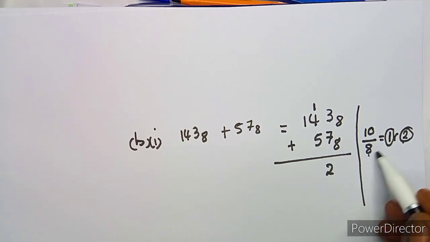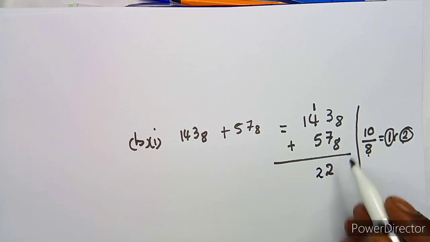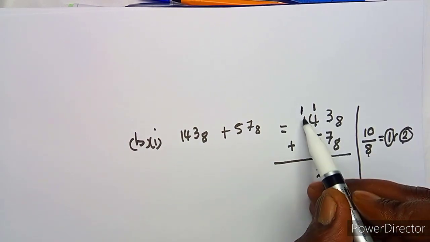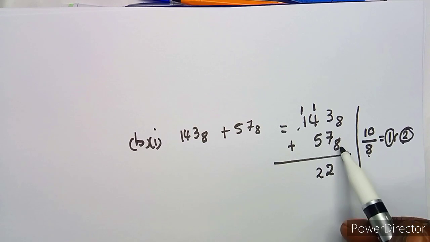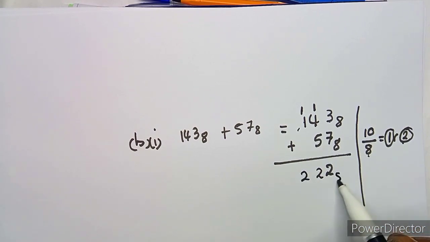So as you can see, it's a repetition. 10 divided, which is 1, remainder 2. We do the same here. We give 1. So it's 1 plus 1, which is 2. So 2 is below the base. So I'm just going to write it. So that is what you're going to have in this case.